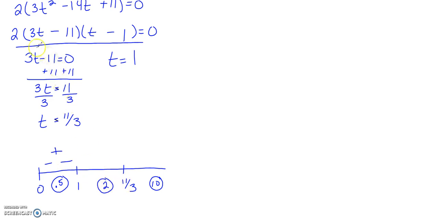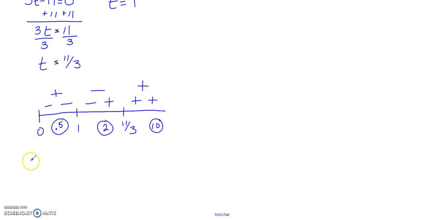Repeat that with 2. So 2 times 3 is 6, minus 11 is some negative number. And then 2 minus 1 is positive, and a negative times a positive gives us a negative. And now plug 10 in. 10 times 3 is 30, minus 11 is some positive number. 10 minus 1 is 9, some positive, and we both get positives there.